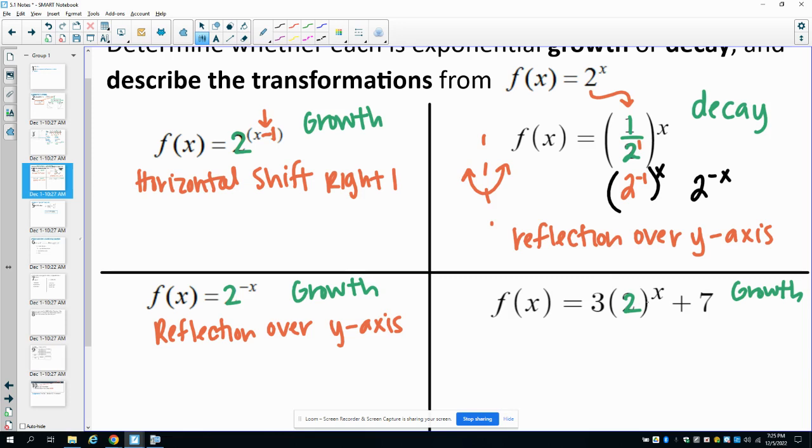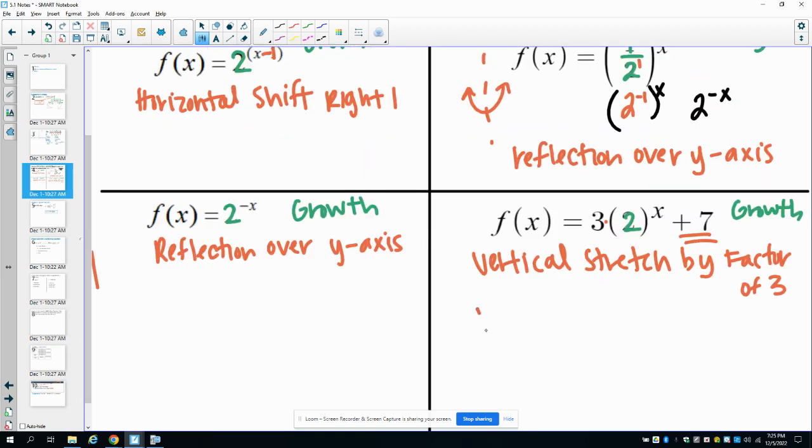Then this last one is going to have a multiplication. So we've got a stretch, and this is outside of the function. Okay, so this is going to be a vertical stretch, meaning that it's going to impact the range. So vertical stretch by a factor of 3. And then this +7 on the outside here is going to be a vertical shift. Okay, so it's just going to move everything up. So vertical shift 7 units up, or up 7 units.